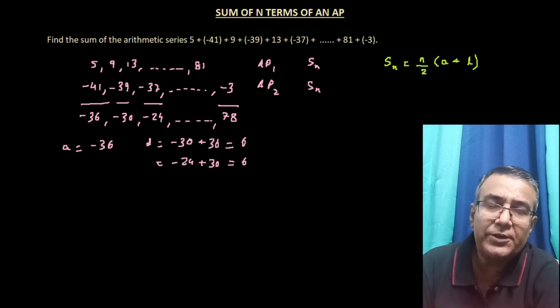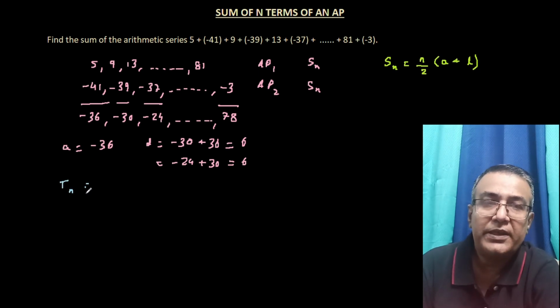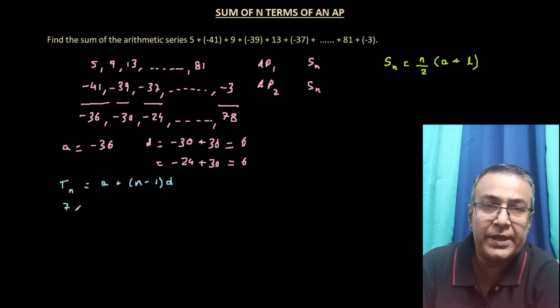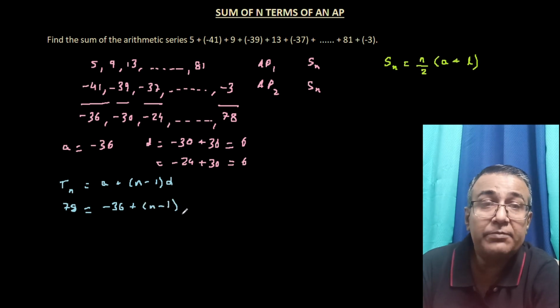So to find out how many terms are there, we will need to use the formula for the nth term, T of n, which is going to be a plus n minus 1 times d. Let's plug in the values here. So we know the nth term in this case is going to be 78, because that is the last term, and that should be equal to the first term a, which is negative 36, plus n minus 1 times the common difference, which in this case happens to be 6.